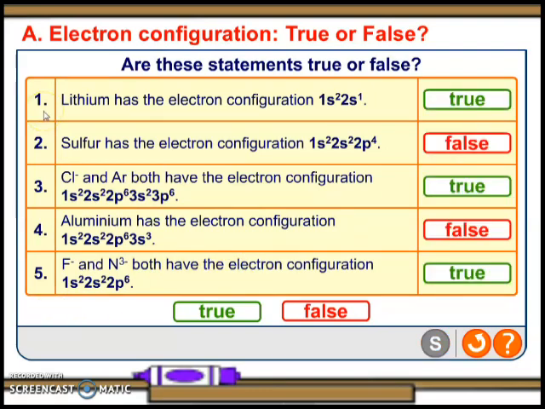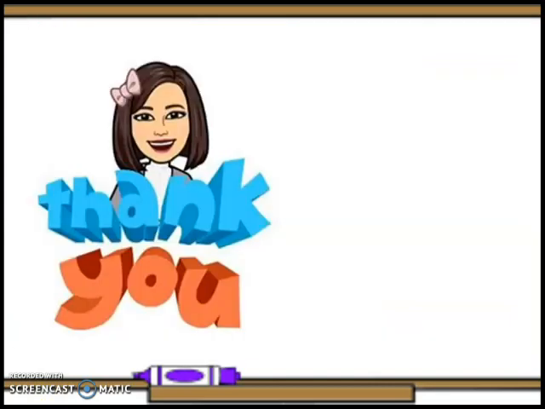Now here are the answers. Number 1 is true, 2 is false, 3 is true, 4 is false, and number 5 is true. So that's the end of our lesson. I hope you learned something new today.